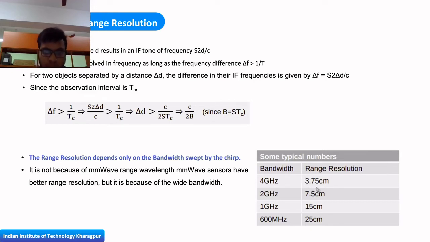So that makes millimeter wave sensing very important. And this point is important because it is not only that millimeter wave frequencies have a lower wavelength, which lets us capture very small scale movements, but because of the huge bandwidth that mmWave supports, we are able to have a better range resolution.